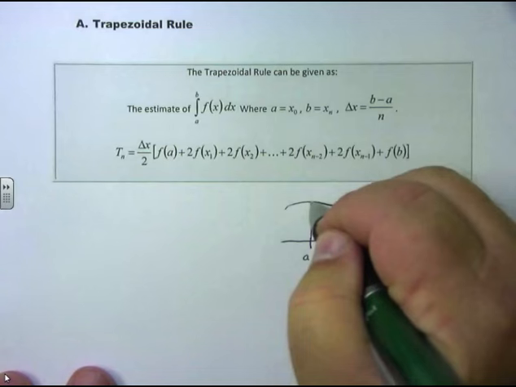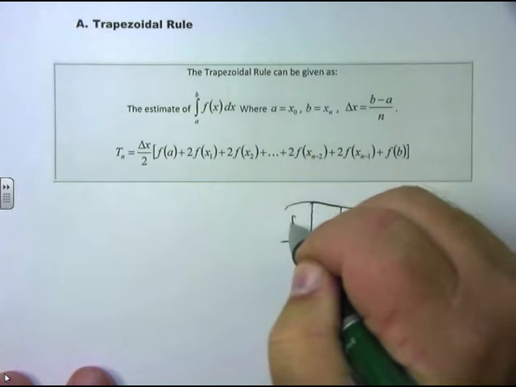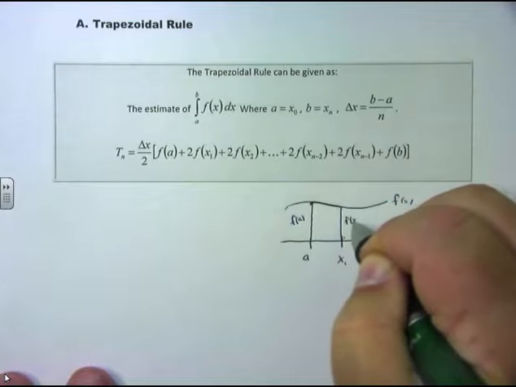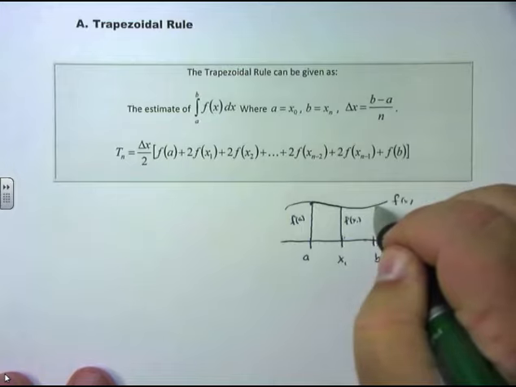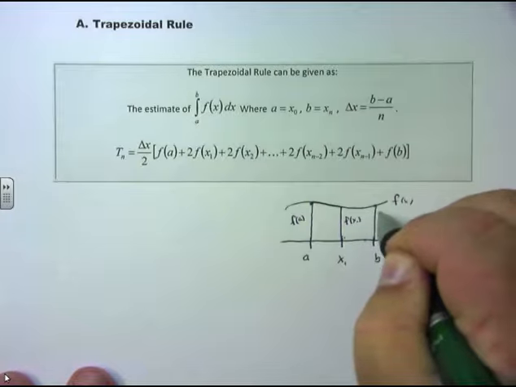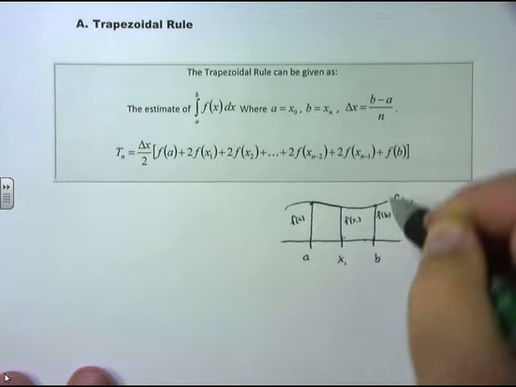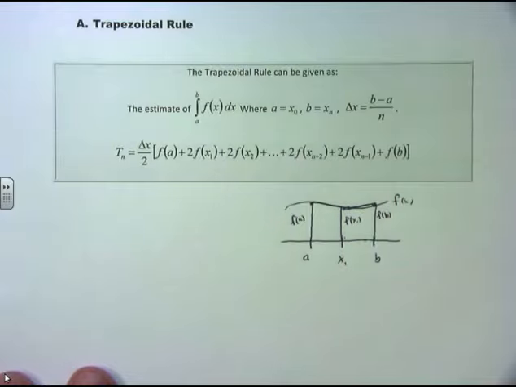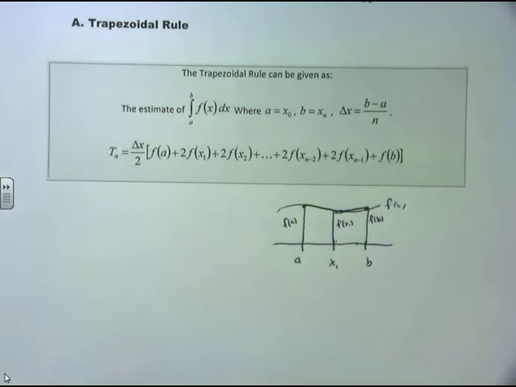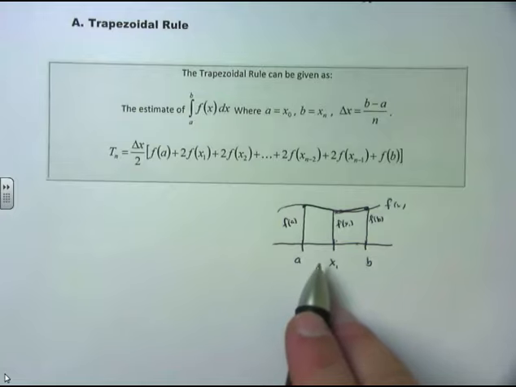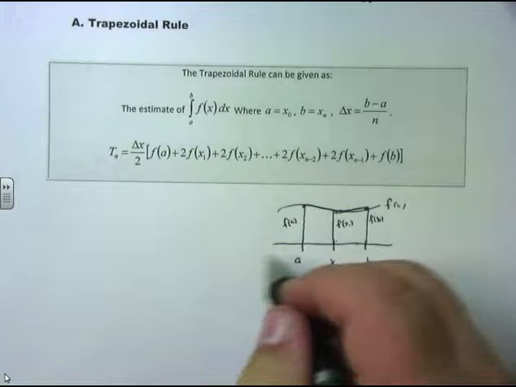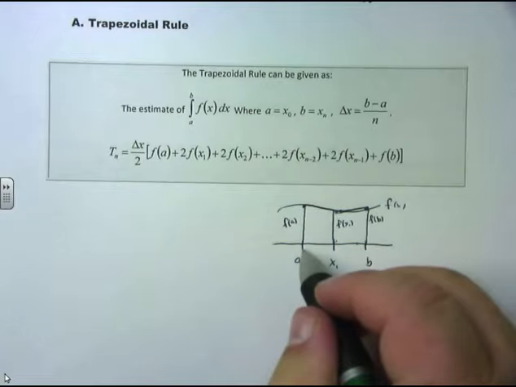So remember, this height is f of a, that's how tall it is. This one will be f of x1, that's how tall it is. This point here would be f of b, and you make a trapezoid, so it's a kind of straight line approach to this thing. Remember, the Riemann sum is the sum of the functional value times the height.